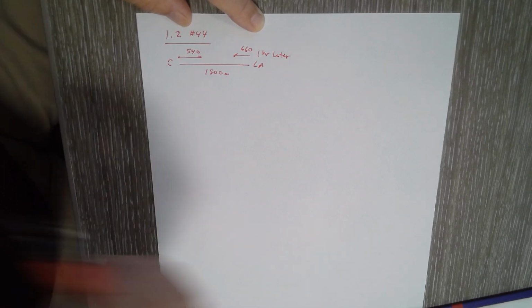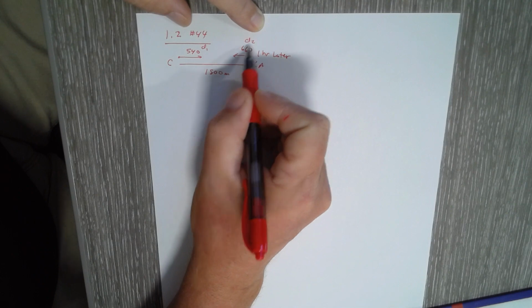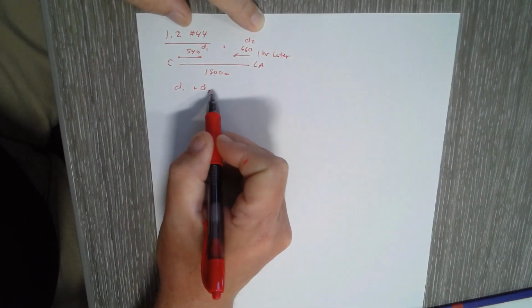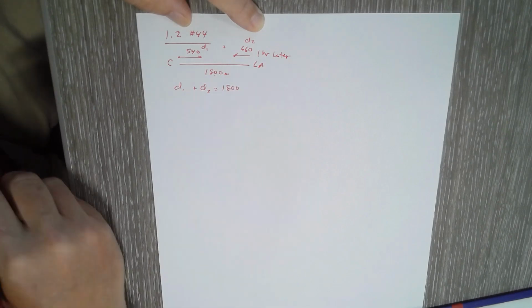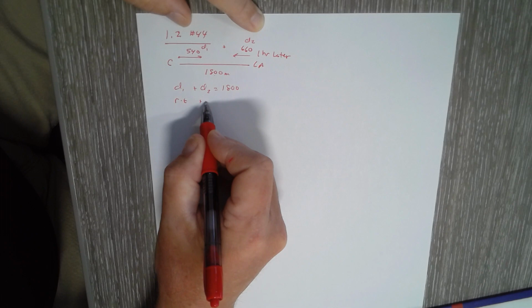Okay? So what I have here is this. I've got a distance for plane 1. I've got a distance for plane 2. If I add those two together, they're going to equal 1,800. Okay? Distance is rate times time.